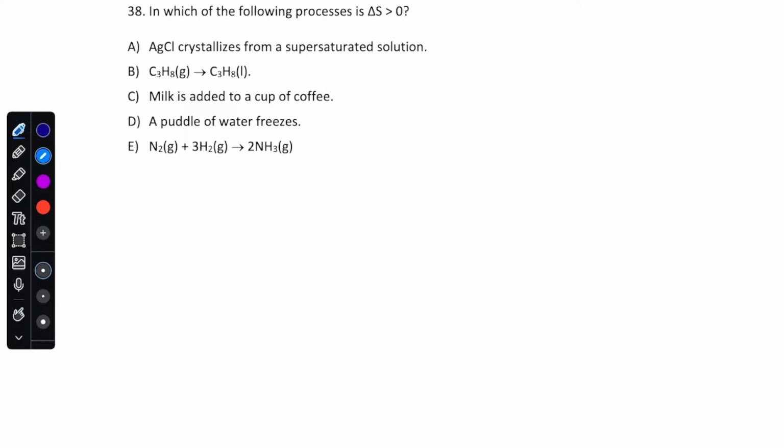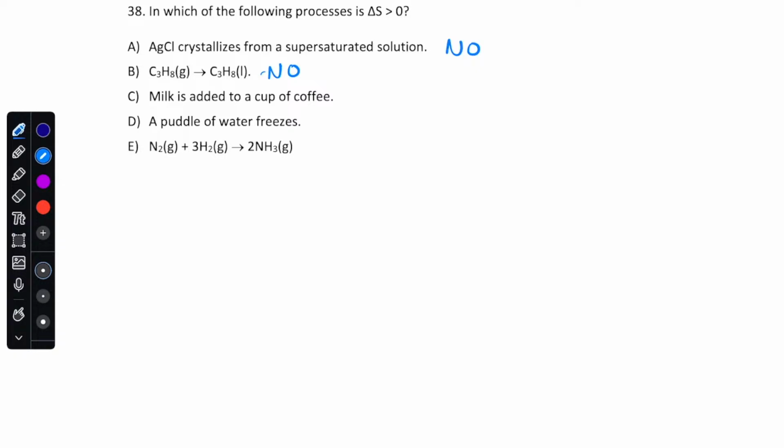38. Which of the following processes is delta S a positive number, greater than 0? Silver chloride goes from a solution to a crystal. No. Crystallization decreases the number of microstates, so that's a negative delta S. Gas to a liquid. No, we know liquid to a gas has a big positive delta S. This is the other way around.